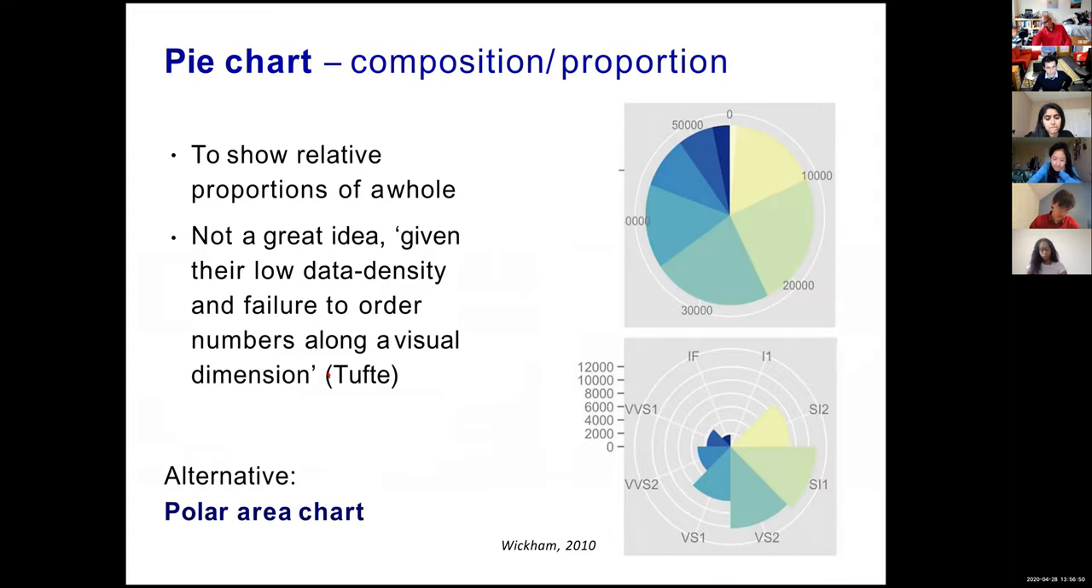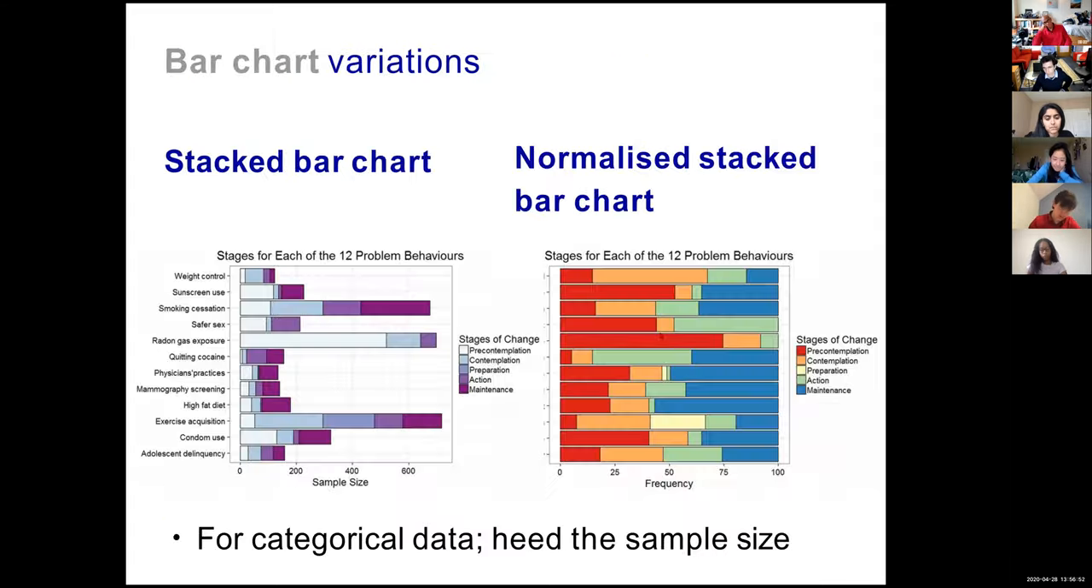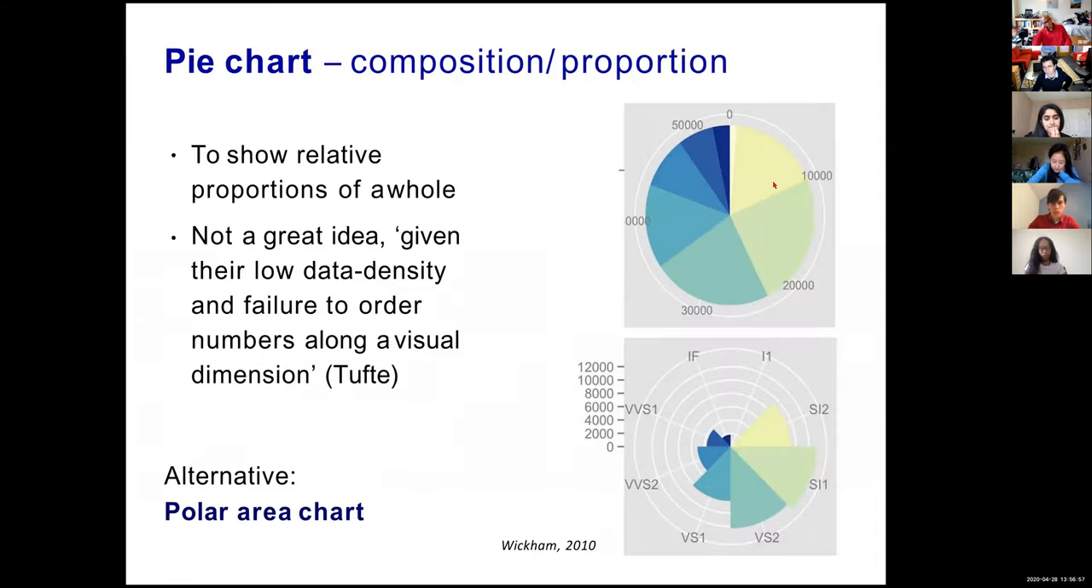They fail to order the numbers along a visual dimension. So for example, here, at a glance, I can see which category is bigger. Here, it's very difficult. I don't know if this one's bigger or that one. And also to compare this one, I have to compare the height of this one to the length of that one. And our brain's generally not very good at gauging areas. Basically, is this 10 times bigger than that or 5 times bigger than that?